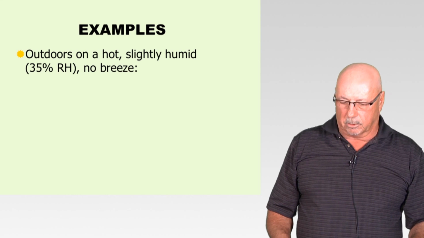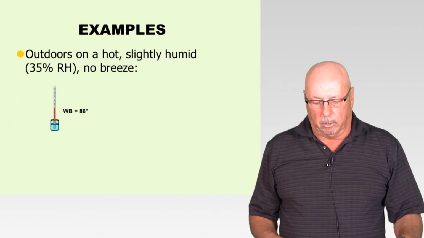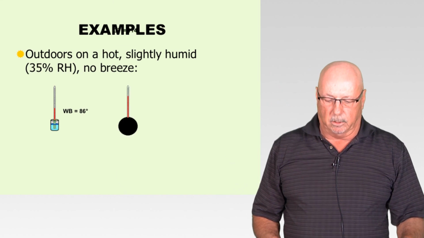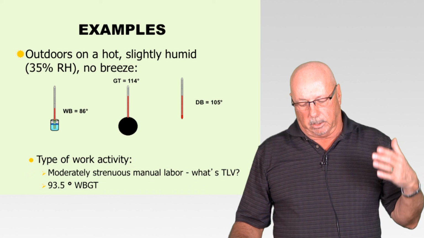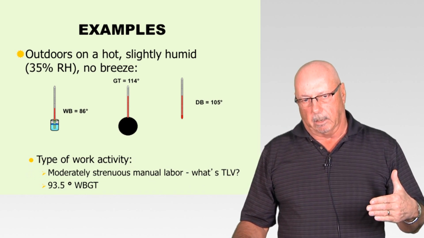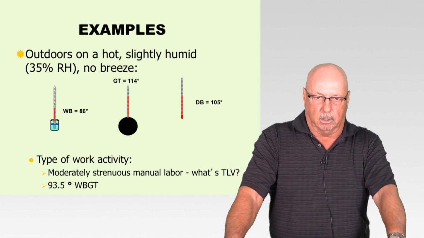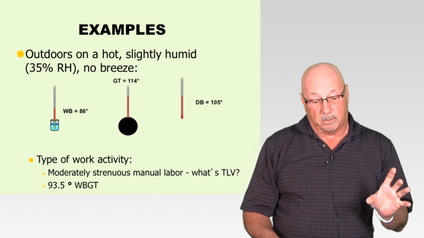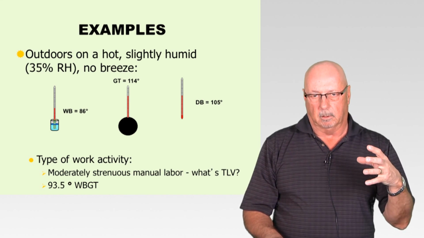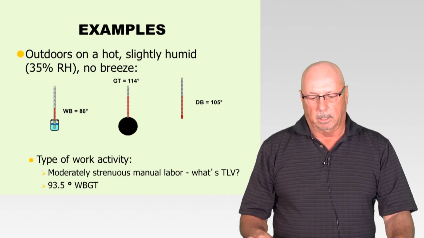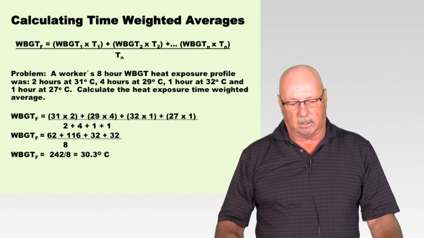So if we change those scenarios a little bit, with 35% humidity and no breeze, we can see our values would change. And our ultimate TLV calculation for the WBGT is going to be 93.5. So it's a pretty significant number. And that's basically the primary influence there: the airspeed and the humidity affecting that value.